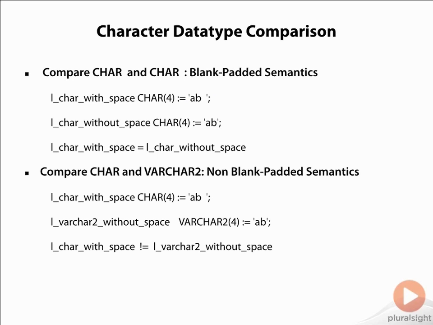However, when you compare a char with varchar2, no blank padding happens for varchar2, and so varchar2 AB is not the same as char AB space space. Note that equal to and not equal to are comparison operators in PL SQL. Equal to is not an assignment operator, unlike some other languages like Java and C Sharp.